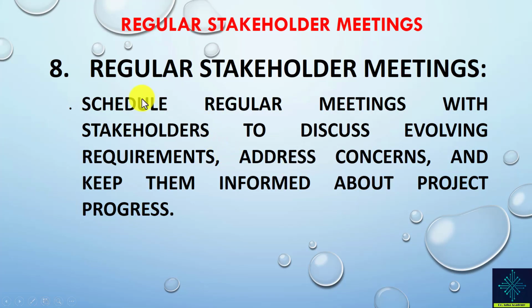Then regular stakeholder meetings. These meetings are mainly with the stakeholders. So we have to schedule regular meetings with stakeholders to discuss evolving requirements, address concerns, and keep them informed about project progress. This is very helpful when it comes to especially scope verification and validation to guarantee that no parts of the scope are dropped and nothing is added that might cause scope creep.